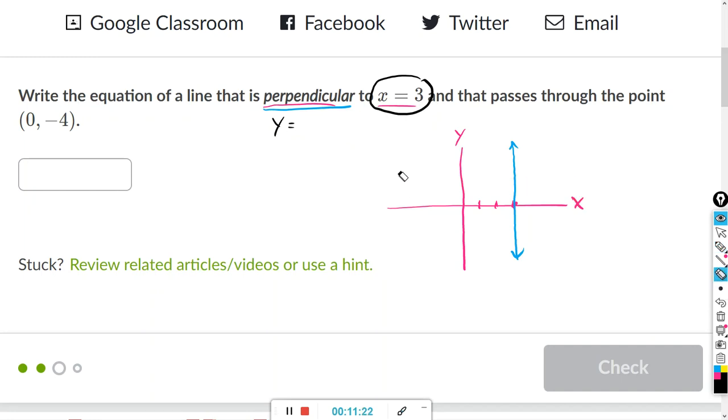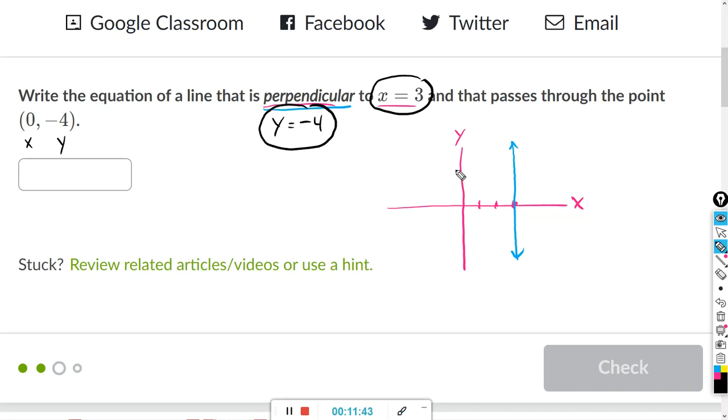Now, what y is it going to be? Well, it's actually very easy. You just look at the point that it passes through. This is x, and this is y. If it passes through y equals -4, then that's the line. y equals -4.